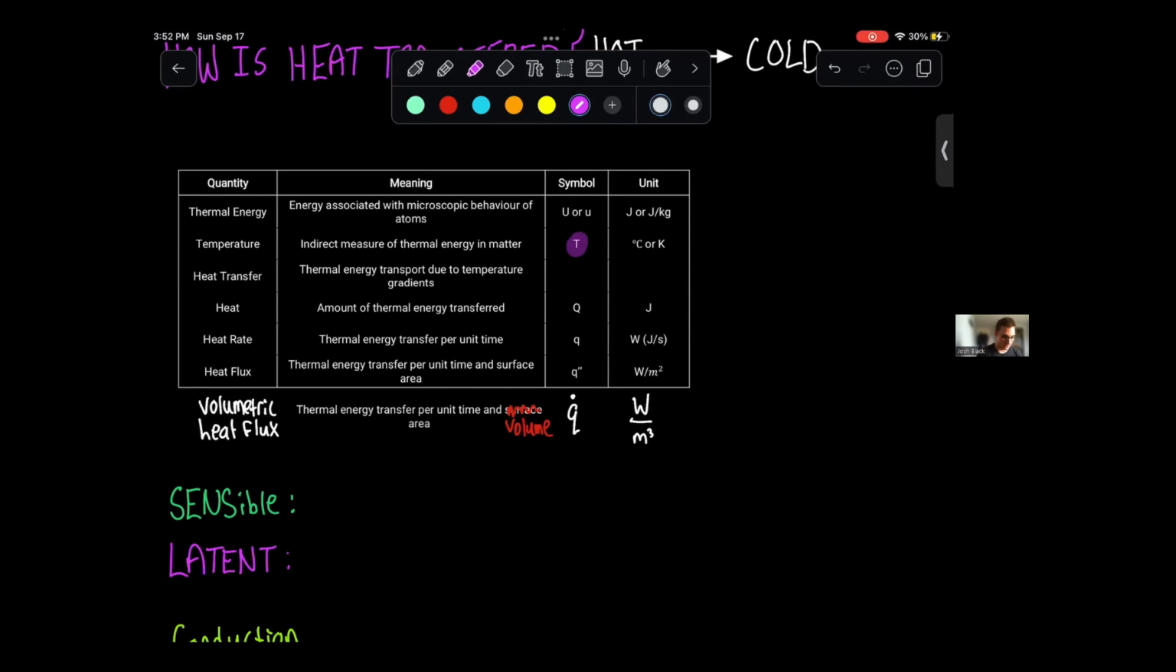Heat is the amount of thermal energy transferred. That would be big Q. Most of the time, we're going to be concerned with the heat rate, which is the thermal energy transferred per second. And this is a little q.